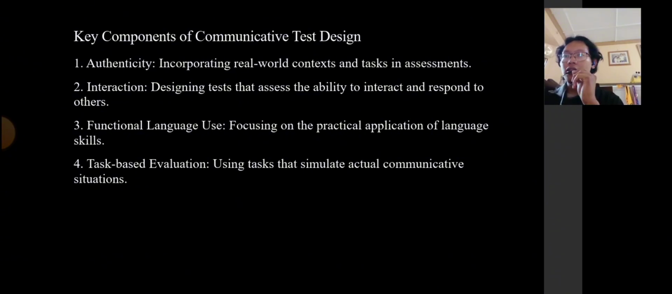The first, authenticity, incorporating real-world context and tasks in assessment. Number 2, interaction, designing tests that assess the ability to interact and respond to others. Number 3, functional language use, focusing on the practical application of language skills. And then number 4, task-based evaluation, using tasks that simulate actual communicative situations.